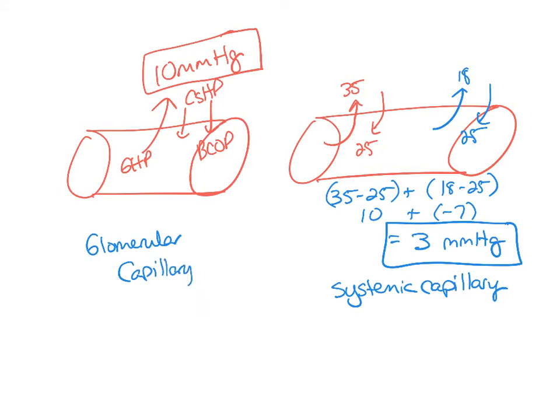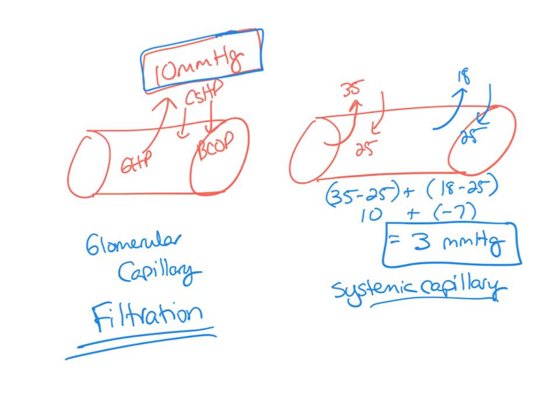So the point being that the pressure in the glomerular capillary is much greater than what we see in your systemic capillaries. And that's why we end up with what we call filtration. And this only occurs then at the glomerulus, in that renal corpuscle across that filtration membrane. So 10 millimeters of mercury is the average pressure that's forcing water and solutes out.